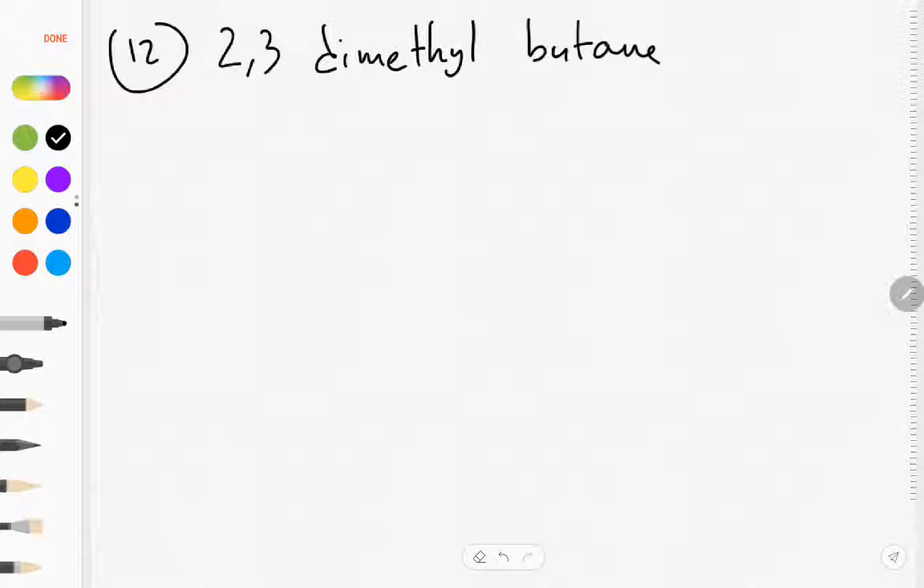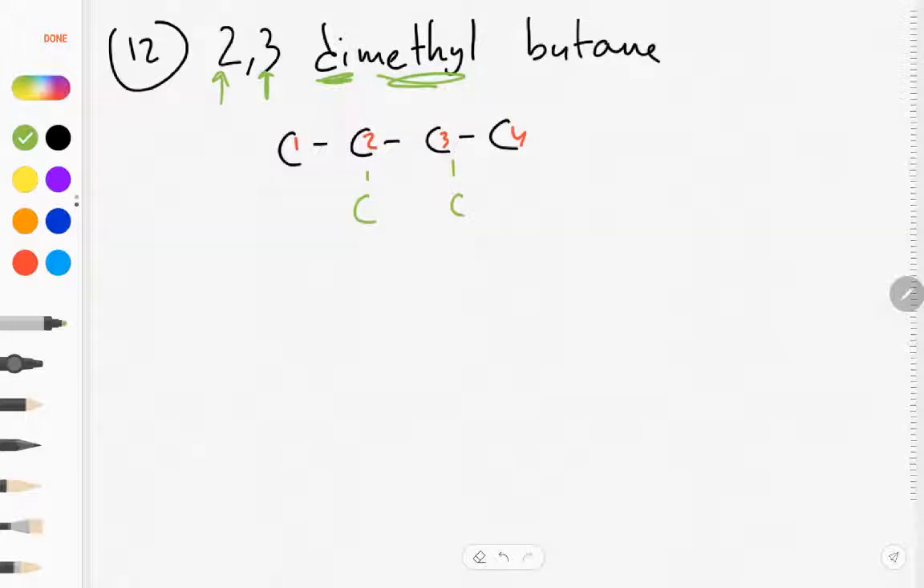So let's see here. First of all, the butane. But is 4. So let's do 1, 2, 3, 4. And it's only single bonds. And then I'm telling you, on the 2nd and the 3rd carbon, I want methyl groups. Di means 2, so I want 2 methyl groups. 1 on the second, 1 on the third. So let's number this. Okay, I'm going to number it from this side. 1, 2, 3, 4. So on the second carbon, I want a methyl group, and on the third carbon, I want a methyl group. That's it.